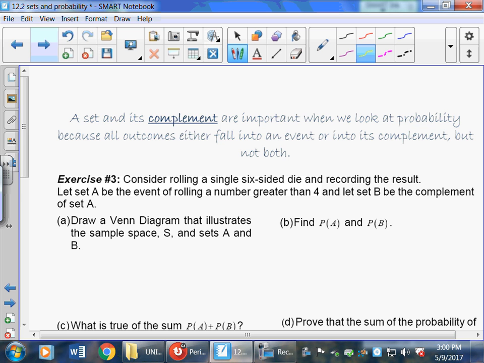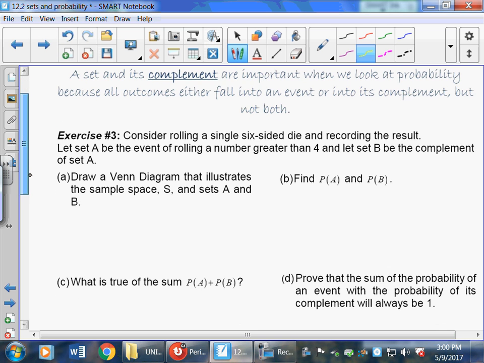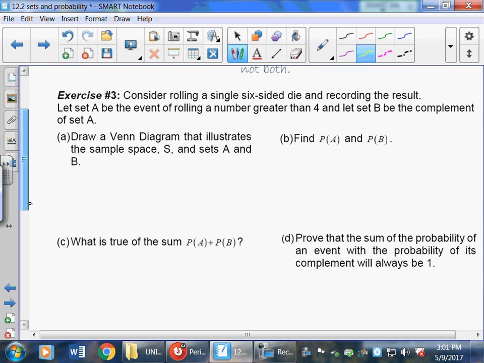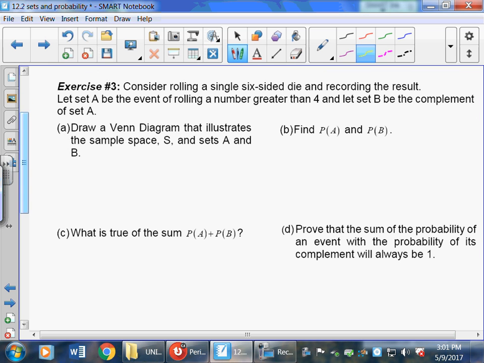A set and its complement are important when we look at probability because all of the outcomes either fall into the event or into its complement, but never both. It's like the probability of picking a heads. If you're going to do the complement of that, it's got to be the probability of picking a tails. You can't have something that lies in both of those.